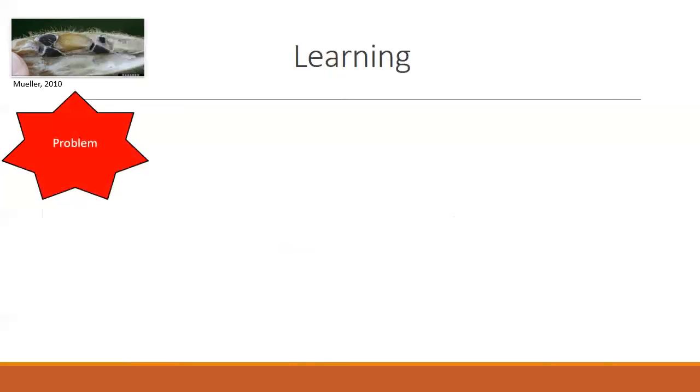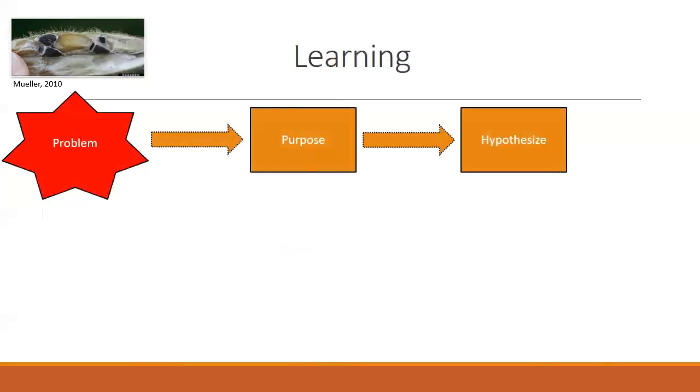Artificial neural networks are capable of replicating a process similar to humans. Initially, we are presented with our problem, such as Sclerotinia sclerosis. From the problem, we develop a purpose for addressing the issue. In our case, improving the genetics of the host system. Next, we hypothesize an outcome.